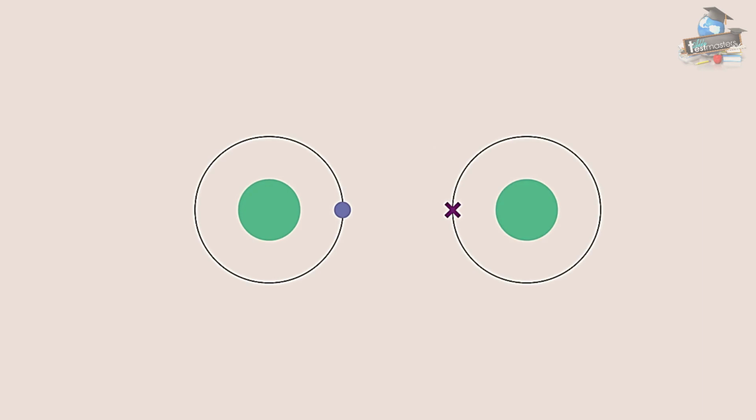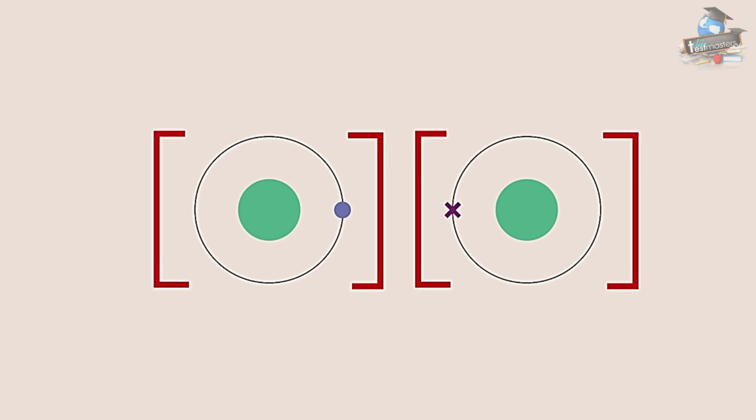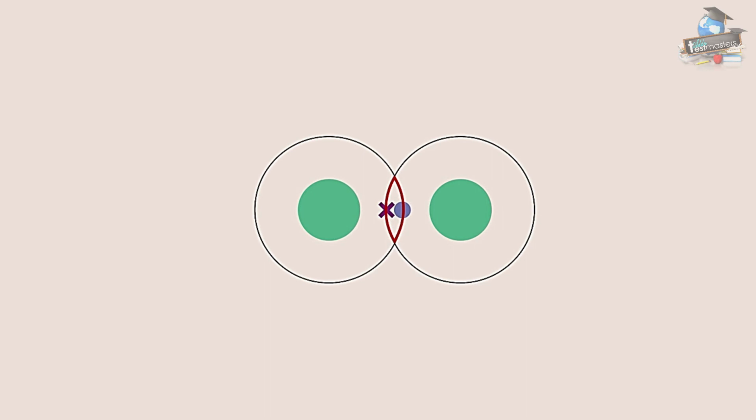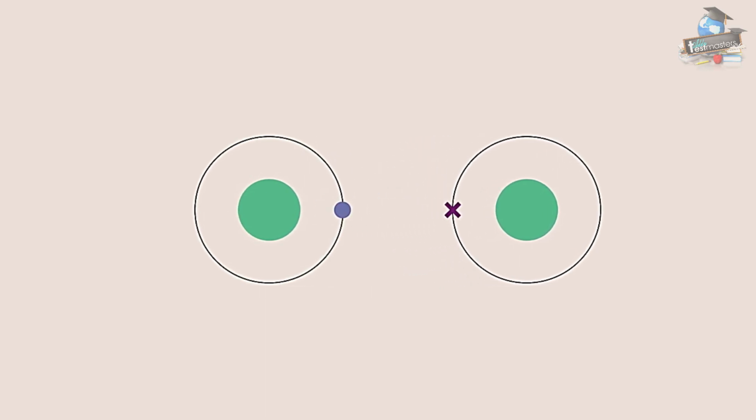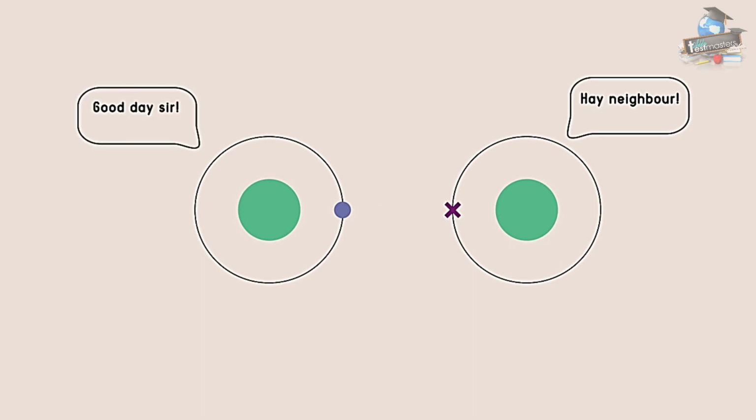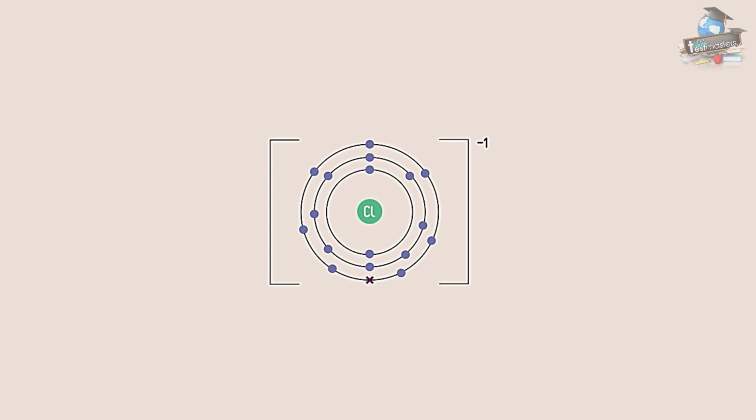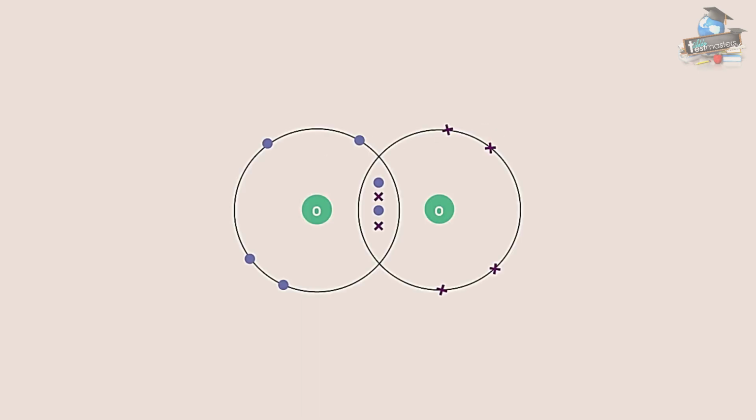I hope you've enjoyed this video on dot and cross diagrams and now feel confident representing ionic and covalent bonds using dots and crosses. Remember, dots and crosses are used to distinguish between neighbours in a bond, not between different elements. Ions need to have square brackets round them and charges on the outside, and covalent bonds overlap.